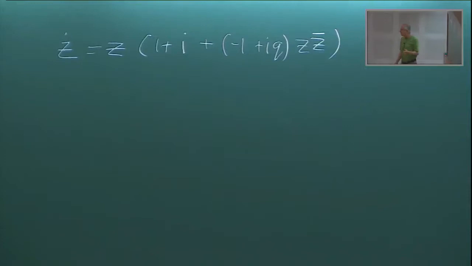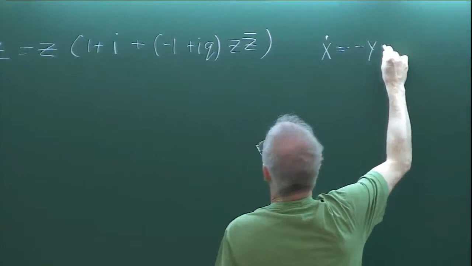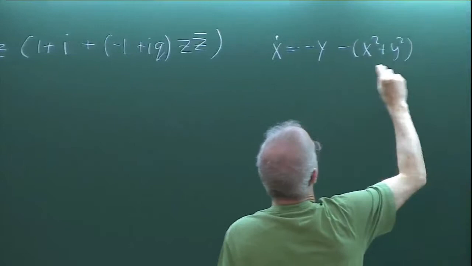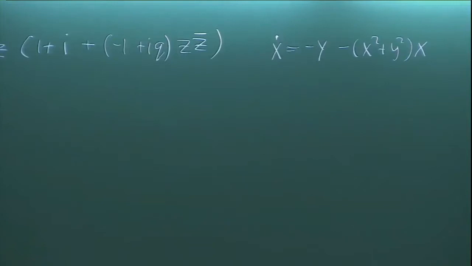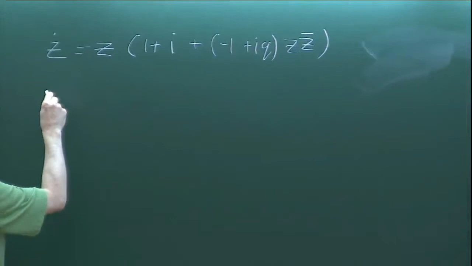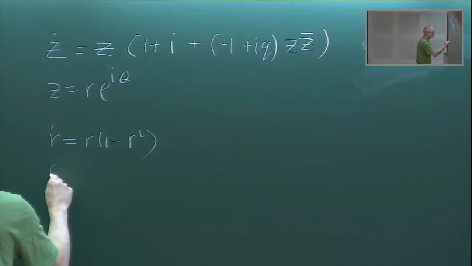And if we write this in polar coordinates, you can write this in rectangular coordinates too, if you want. In rectangular coordinates, it's x dot equals minus y minus (x squared plus y squared) x. I'll let you try and write it. I don't want to mess that up. I'm going to write it in polar coordinates. With z equals r e to the i theta, then r dot equals r times (1 minus r squared), and theta dot equals 1 plus q r squared.